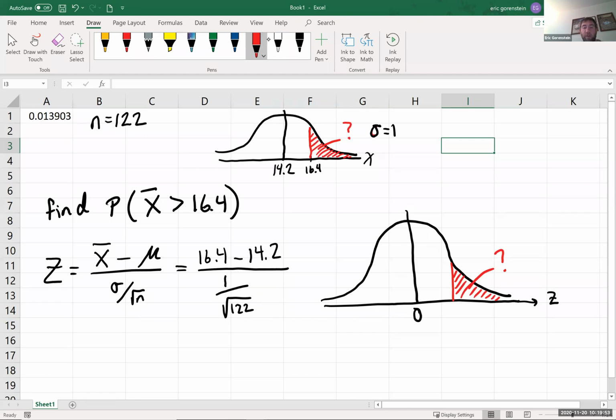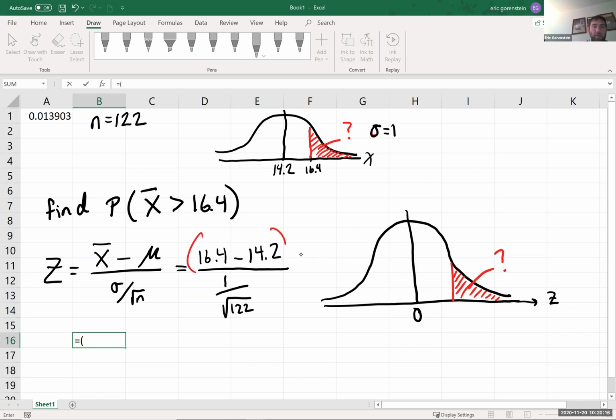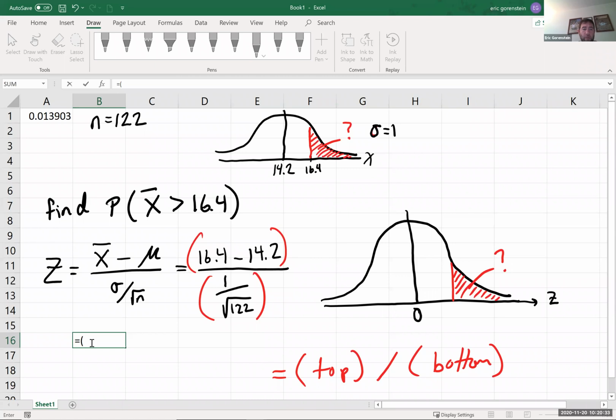So we're still looking for area to the right of some number, but in this case, we have to convert that 16.4, that sample mean, to a z-score. So what I like to do in Excel, just to make sure there's no mistakes with order of operations, is always put parentheses around the numerator and parentheses around the denominator. So when I'm typing it into Excel, it's equal, parenthesis, top, divided by bottom.